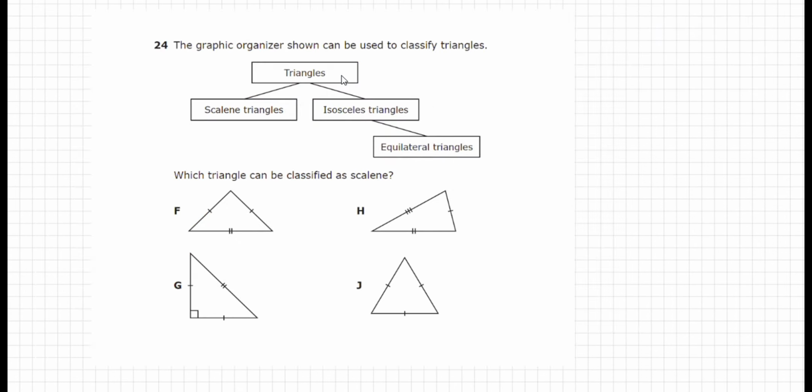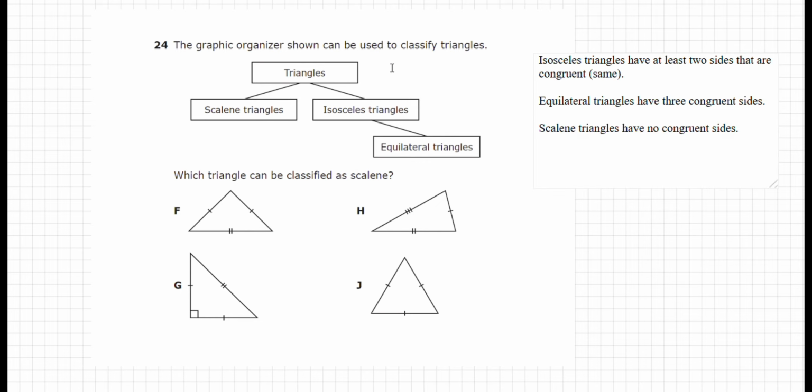Question 24. The graphic organizer shown can be used to classify triangles. Which triangle can be classified as scalene? So, what are isosceles triangles? Isosceles triangles have at least 2 sides that are congruent, meaning the same. Equilateral triangles have 3 congruent sides. Scalene triangles have no congruent sides. We can conclude H is the correct answer since the triangle has no congruent sides.